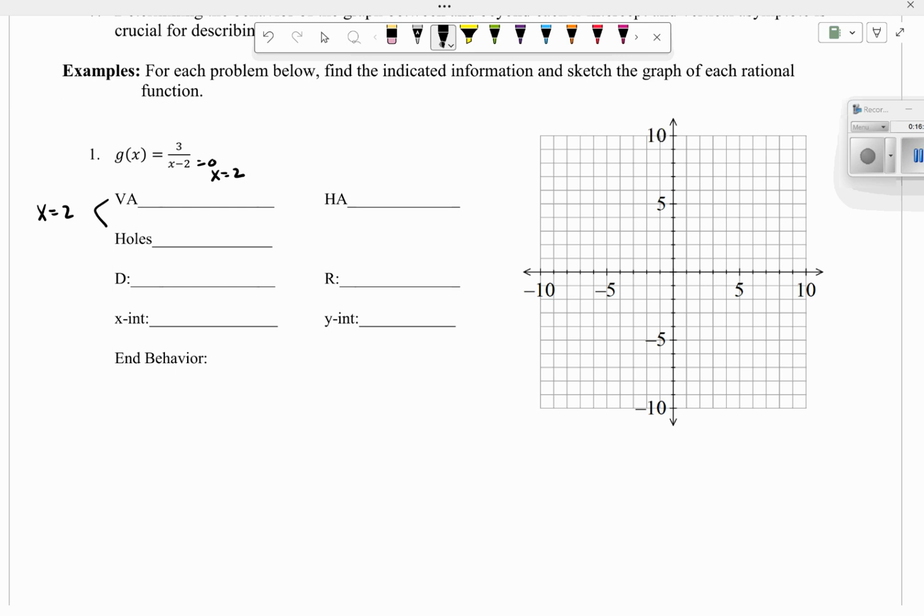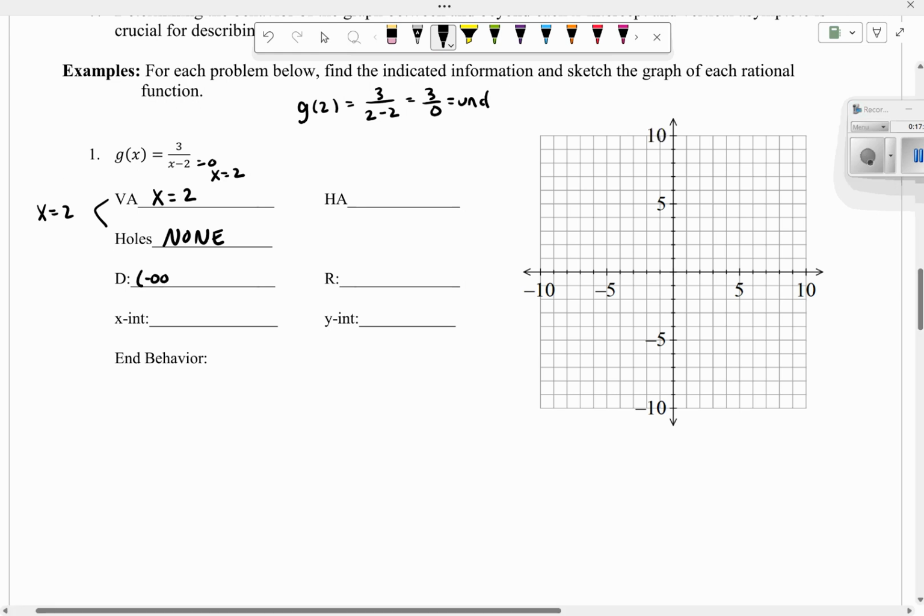So we need to figure out if x equals 2 is a vertical asymptote or hole, and we talked about how to do that. If I plug in 2 into my equation, because this doesn't simplify, I know I'm going to get 3 over 0, which is undefined. Sorry, I said hole, I meant a vertical asymptote of my graph because it's undefined. So we have a vertical asymptote at x equals 2, and that means there are no holes. In order to have a hole in your graph, you have to have a common factor between the numerator and the denominator that cancels out, and we don't have any common factors here. So the domain would be all real numbers except for 2.